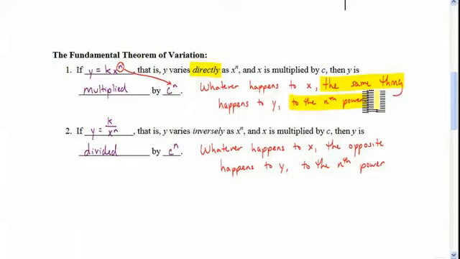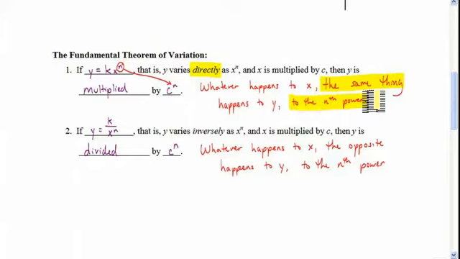It states that if we have a situation like y equals k divided by x to the n, you should recognize that's inverse variation. So if y varies inversely as x to the n, and if we have x multiplied by a number, again they use the letter c here, then y is divided by c to the nth. Because remember, inverse proportion: if x is increasing, then y is going to be decreasing.